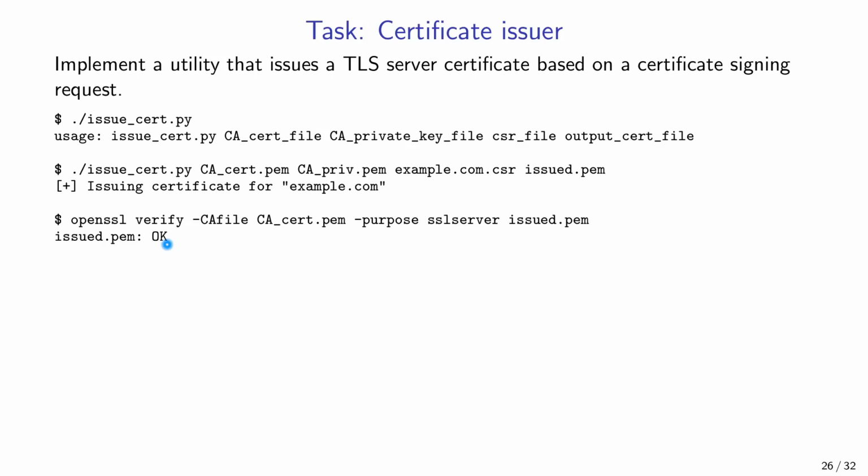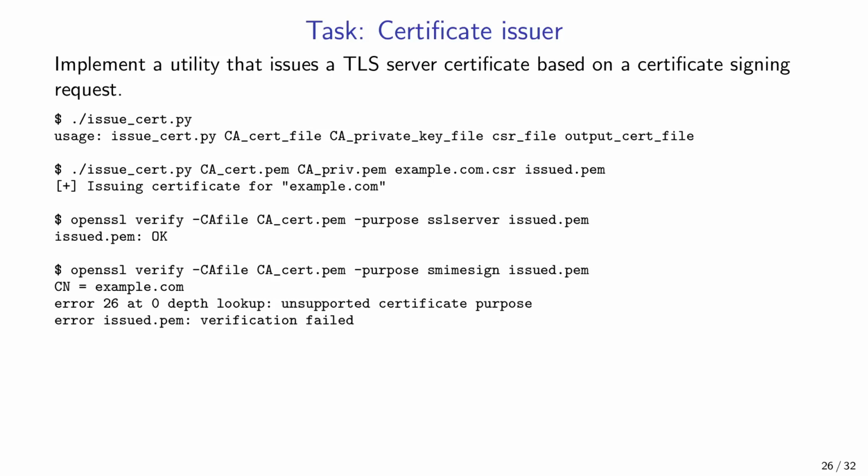So it will verify whether this issued certificate has been signed by this CA and whether the key usage corresponds to server authentication. For example, if we specify the purpose SMIME sign, it should return an error: unsupported certificate purpose. The tool must support PEM and DER inputs, but write the output certificate in PEM format.